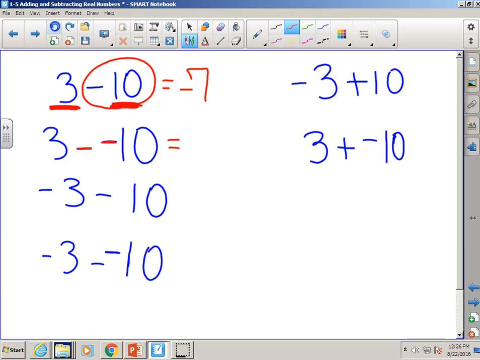So because these 2 negatives are next to each other, you know what? I'm going to make that one big plus. I have to take care of my double negatives first. And 3 plus 10 is a regular elementary problem. 3 plus 10 is 13.